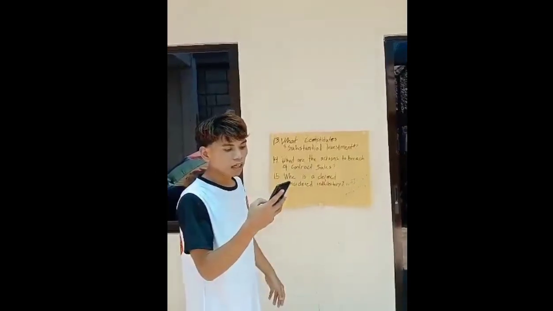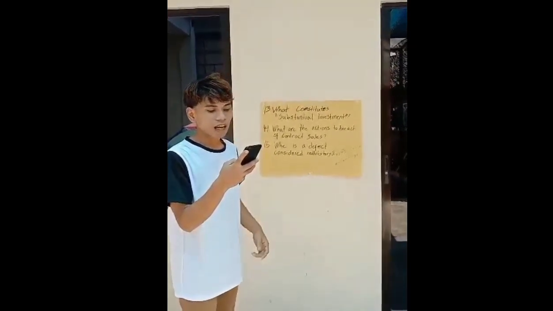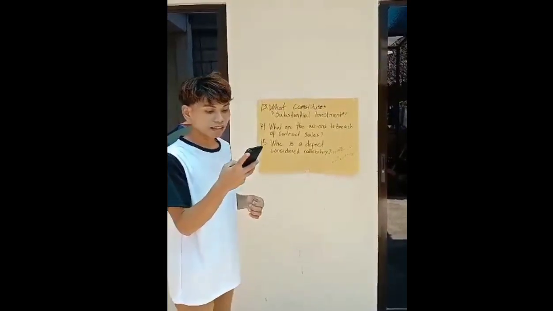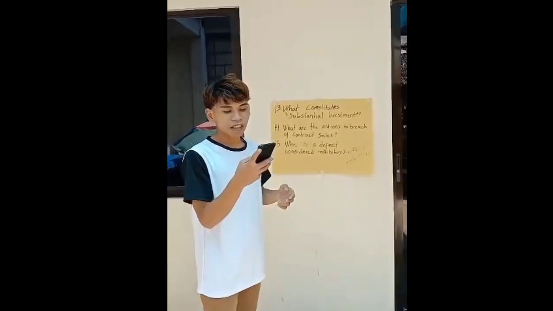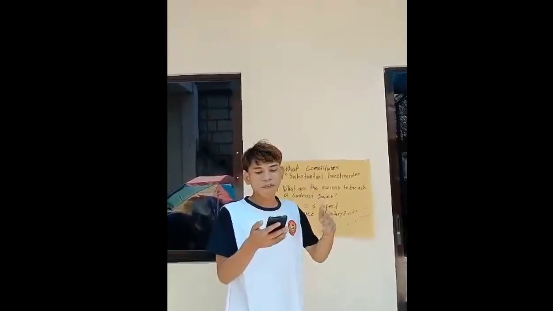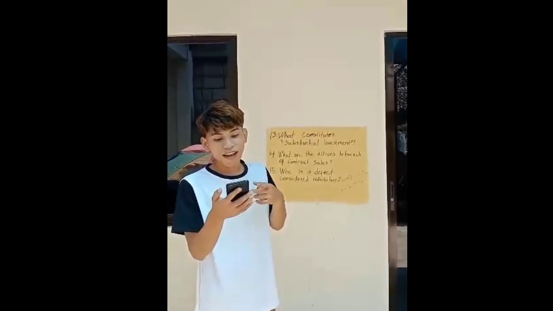What are the actions for breach of contract of sales? So first, actions for breach of contract of sales, we have action for the price, damages for non-acceptance, damages for non-delivery, specific performance, and remedy for breach of warranty. What is the defect considered redhibitory? The defect is redhibitory when it renders the thing useless or its use inconvenient, such that it must be presumed that the buyer would not have bought it had he known of the defect.